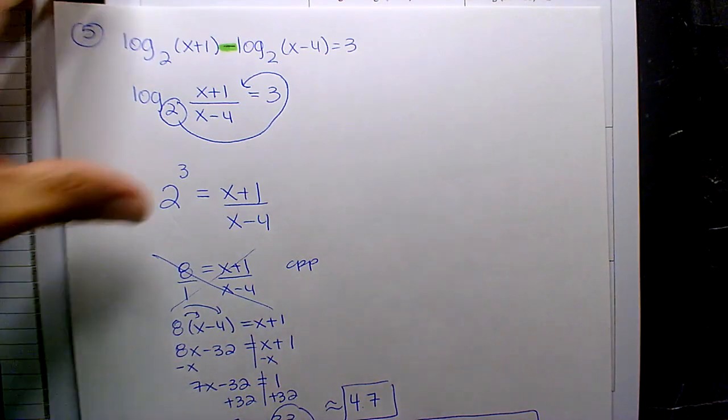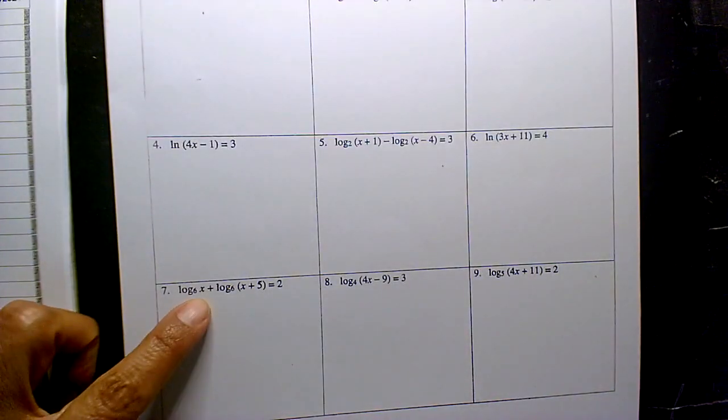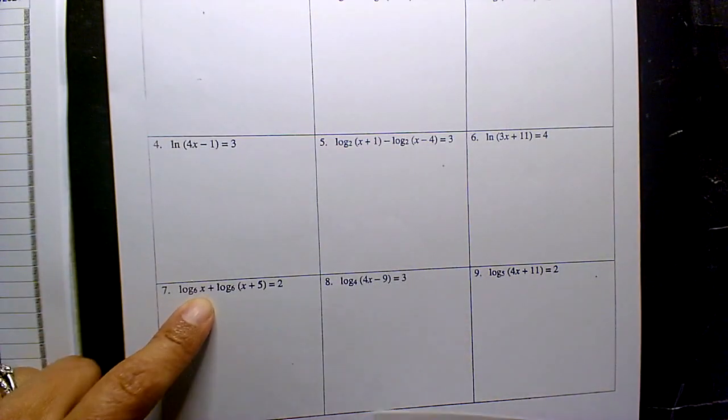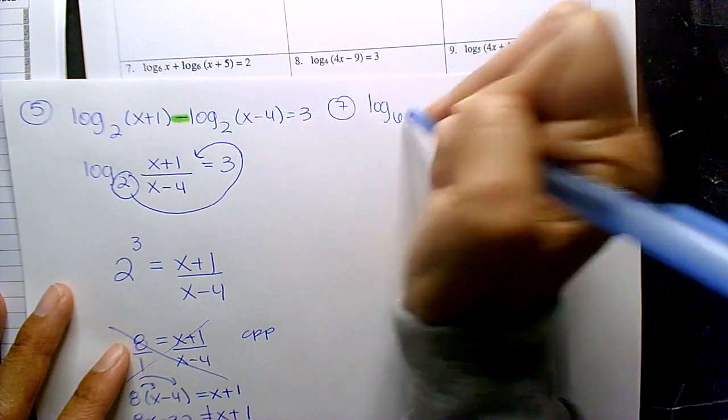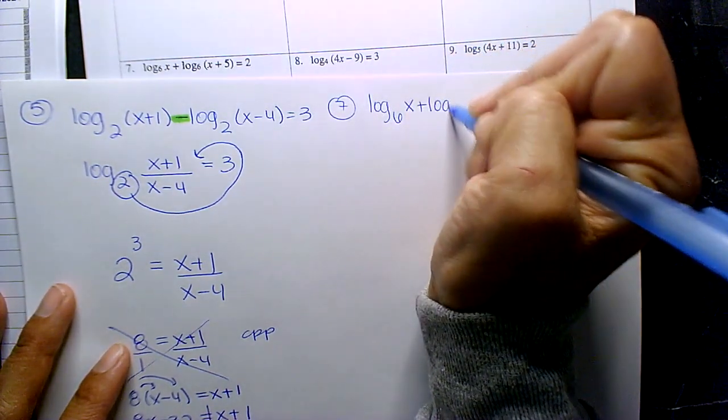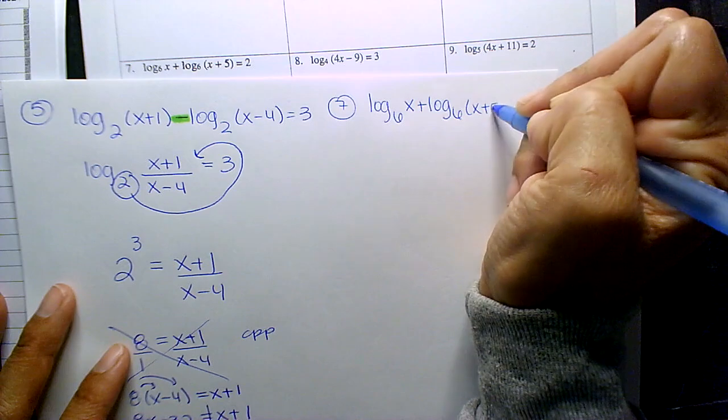All right, so 7. Oh, it does not factor as nicely as 2? No. Oh, okay. All right, so let's look at 7 then, if that one doesn't factor as nicely. I'm still recording, by the way.